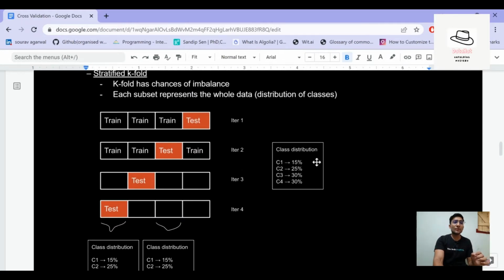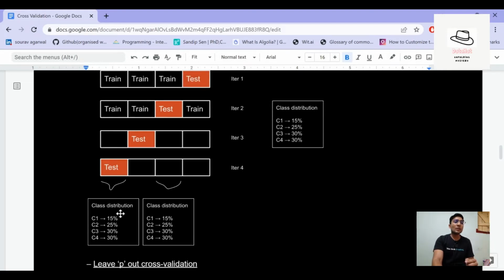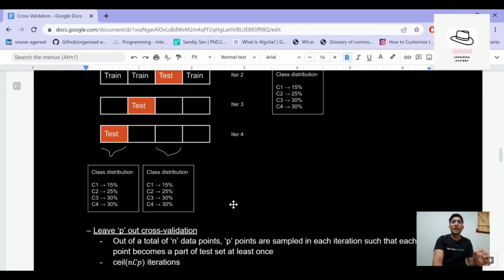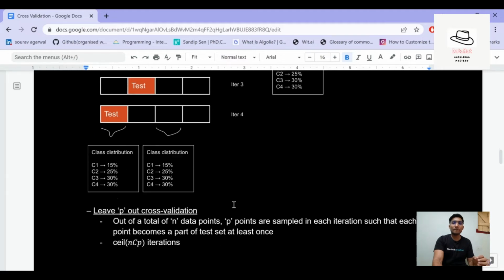Okay, as you can see from the image here, we had the class distribution of, say, 4 classes. C1 is 15%, C2 25, C3 30, C4 30. So for each of these splits, we'll see we'll have the same class distribution. This is the advantage of stratified k-fold validation.